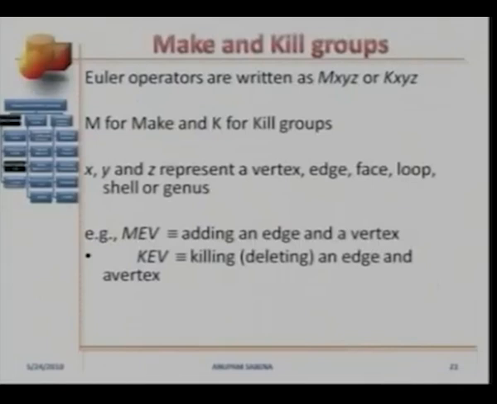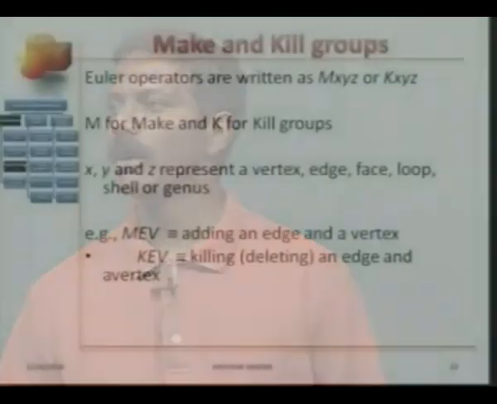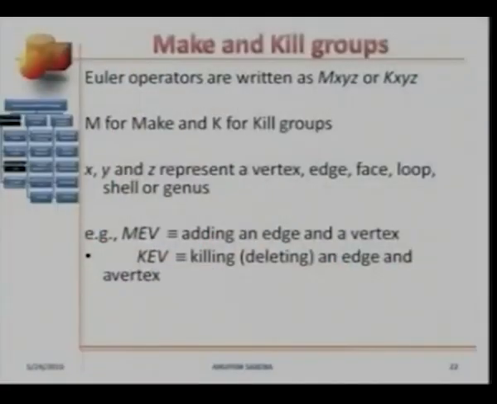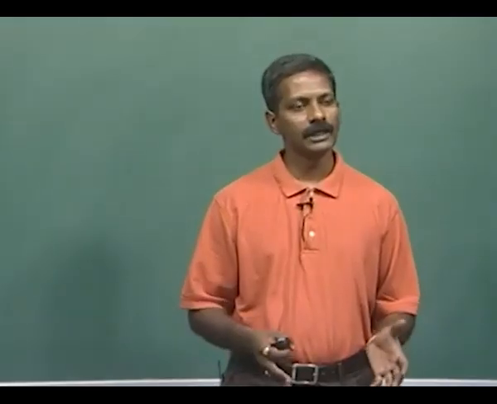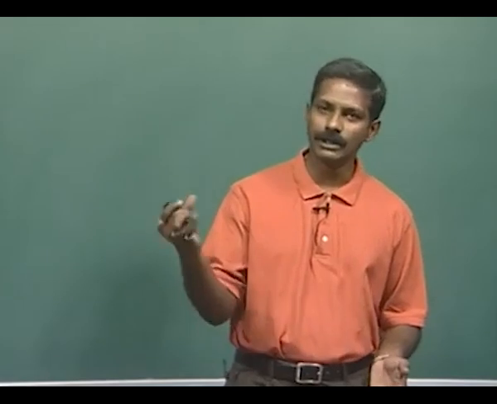Moving on, we also talked about make and kill groups. This was in reference to the Euler-Poincare formula that we had studied. That formula was true for all polyhedral solids. In a sense, for valid polyhedral solids, the Euler-Poincare formula was true, but the converse was not true. Anyhow, the details are there in that corresponding lecture. We talked about make and kill groups, M xyz and K xyz, and with these groups, we actually constructed a polyhedron from a different polyhedron.